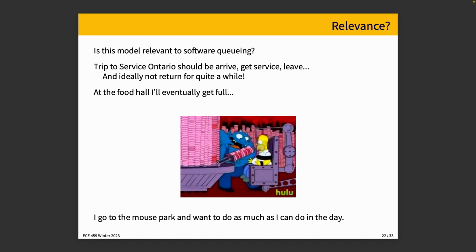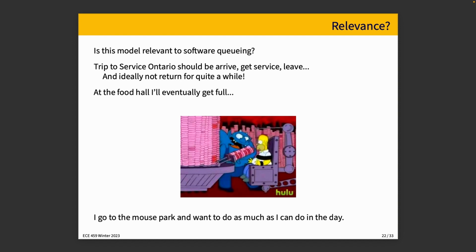When I talk about Service Ontario, right, ideally, the scenario is I arrive, I get service after some amount of waiting, I get service, I leave, and hopefully I don't have to come back again for quite a long time. Reality is often inconvenient, so I may have to come back before too long, but ideally I don't have to come back anytime soon. At a food hall, eventually I will get full. I will have reached my maximum capability of eating, and at that point, even if I really want to, there's kind of a limit that I just can't get past. I can't eat anymore beyond that point. Not a problem for Homer Simpson, as depicted in this classic episode, but definitely a problem for a mere mortal like me.